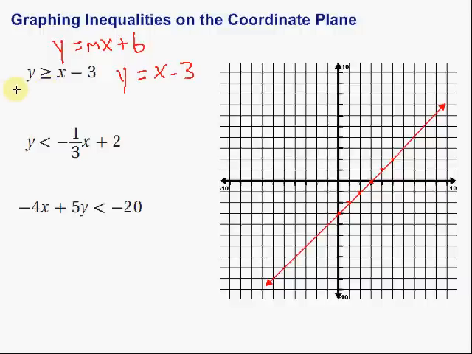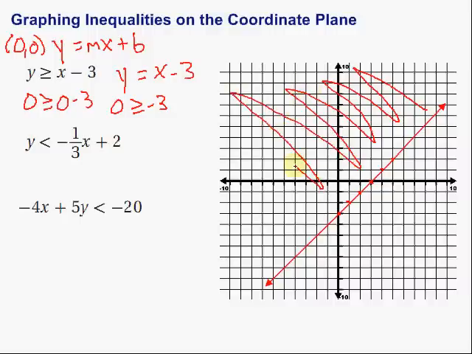So what we're going to do is take that point and fill in the ordered pair 0, 0 for x and for y. So we have 0 is greater than or equal to 0 minus 3. We simplify and we get 0 is greater than or equal to -3. Now we need to look at that. Is that true? Well, 0 is indeed greater than or equal to -3. So that means all the values on this side of the line will work. So we can shade in this side of our boundary line.